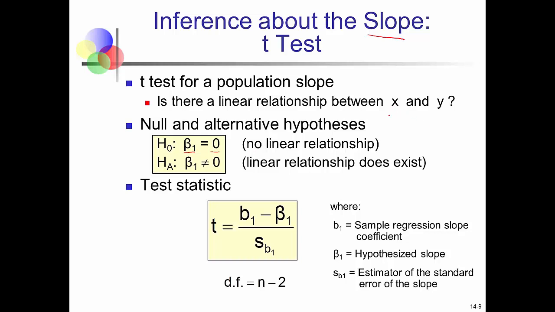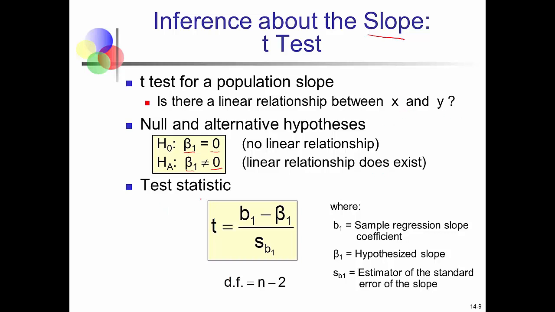If we plug different values in for x and we multiply that by 0, y will not change. There's no linear relationship. If the beta 1 is shown to be something other than 0, there is a linear relationship between x and y, and as we change the values of x, we get different values for y.